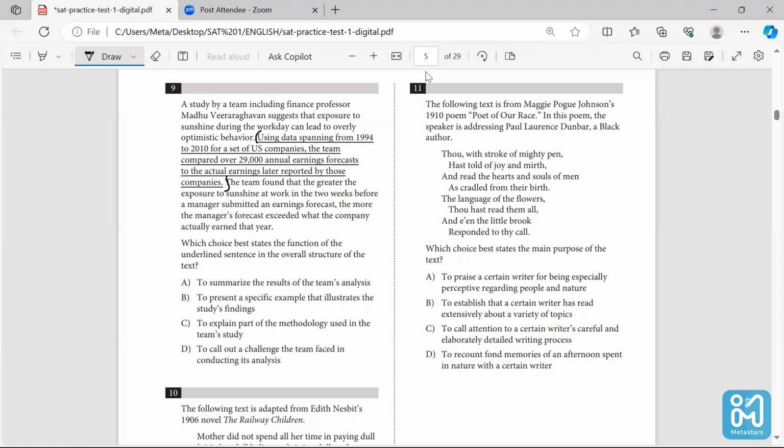Fast. You have no time. Is it A? To summarize the result, did they talk about any summary? They have not actually, right? And this is actually wrong. If you look at it here, it says that finance suggests exposure to sunshine, right?